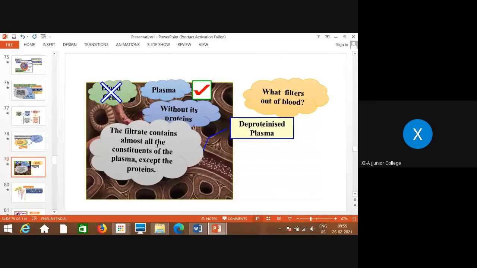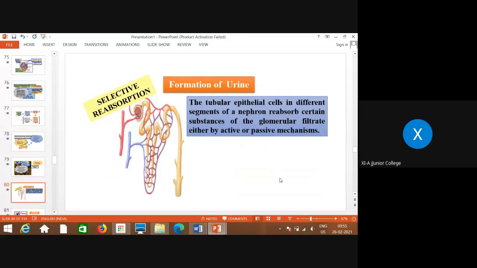So that filtrate, the ultrafiltrate or glomerular filtrate or primary urine, contains almost all the constituents of smaller size, all the molecules except the large size molecules like proteins. So it is also called deproteinized plasma. It is plasma, but the proteins are not present because proteins are large particles. But it contains all the small size molecules like glucose, amino acids, some salts, etc. So the first step is glomerular filtration.